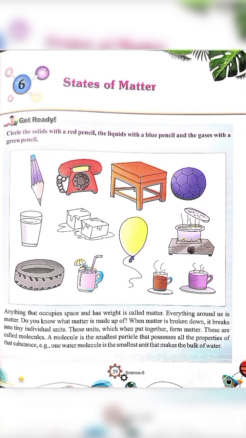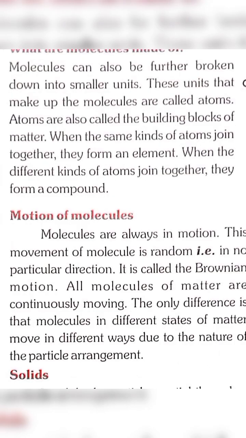Okay, next part: what are molecules made of? Molecules can also be further broken down into smaller units. These units that make up the molecule are called atoms. Atoms are also called the building blocks of matter.